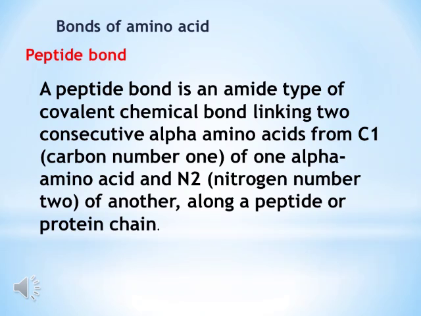A peptide bond is an amide type of covalent chemical bond linking consecutive alpha amino acids, from carbon 1 of one alpha amino acid and nitrogen 2 of another, along a peptide or protein chain. It can also be called a eupeptide bond to separate it from an isopeptide bond, a different type of amide bond between two amino acids.